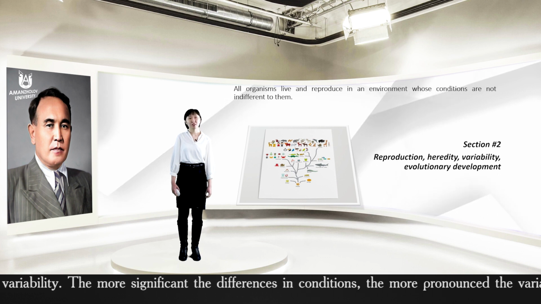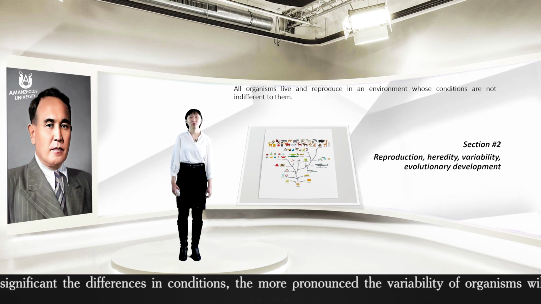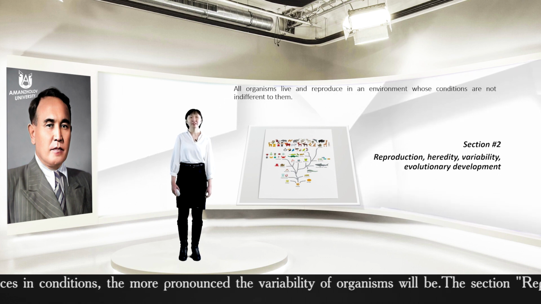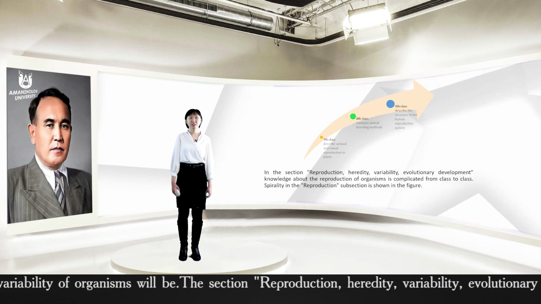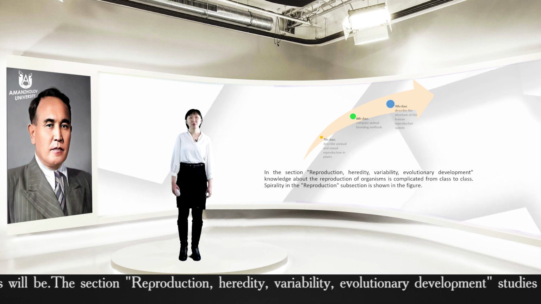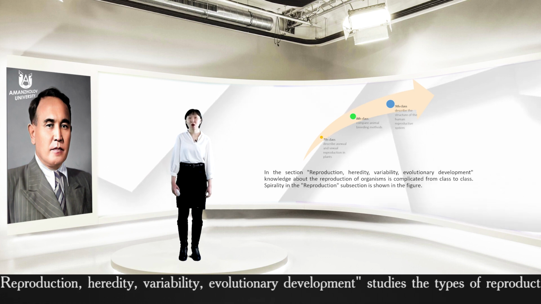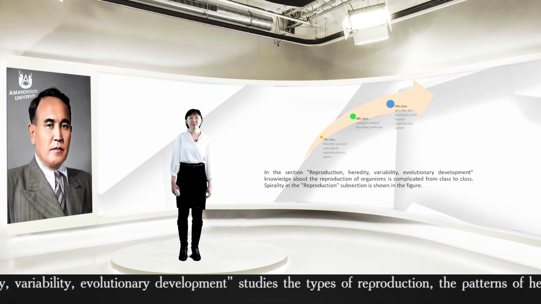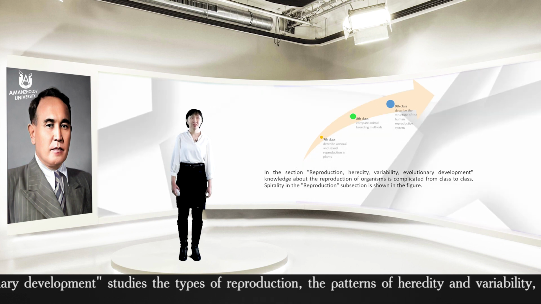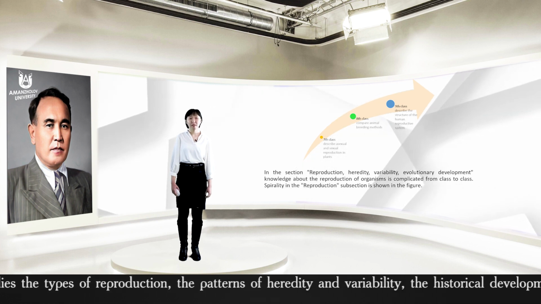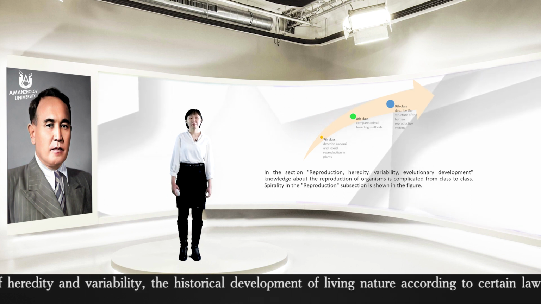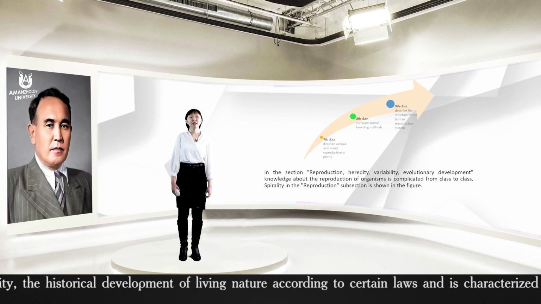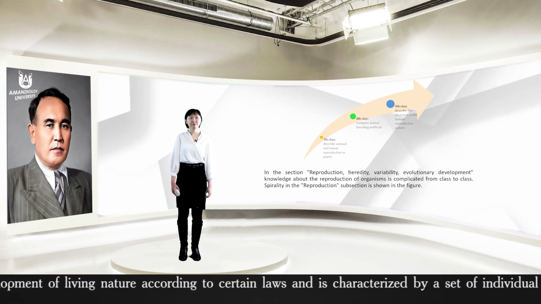The section Reproduction, Heredity, Variability, Evolutionary Development studies the types of reproduction, the patterns of heredity and variability, and the historical development of living nature according to certain laws, and is characterized by a set of individual characteristics: reproduction, cell cycle, growth and development, patterns of heredity and variability, breeding basics, and evolutionary development.